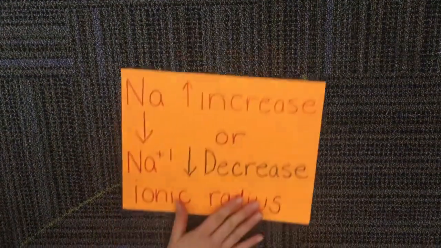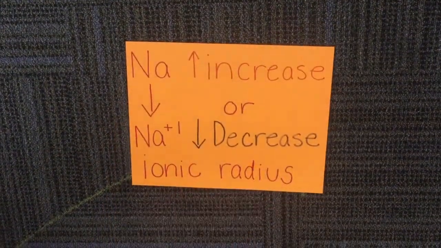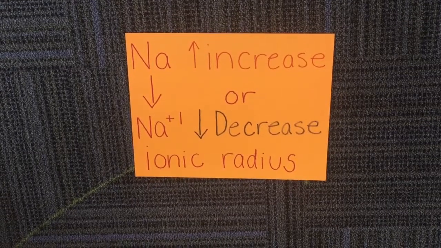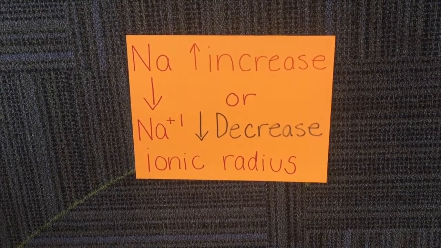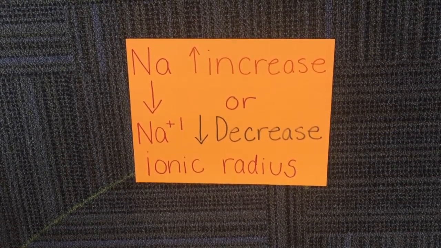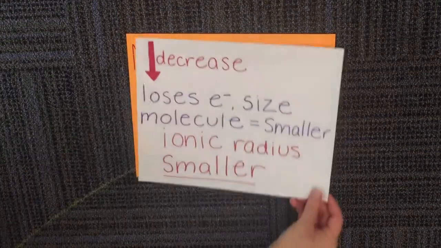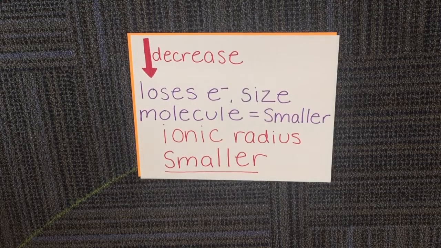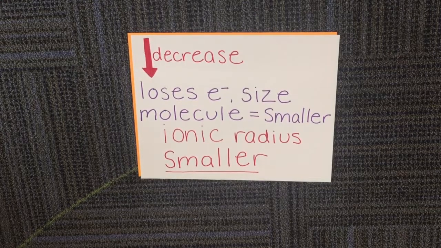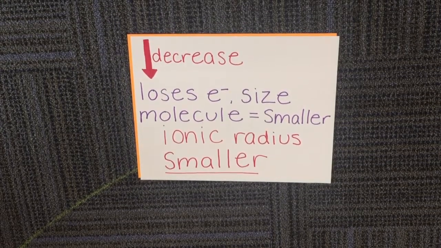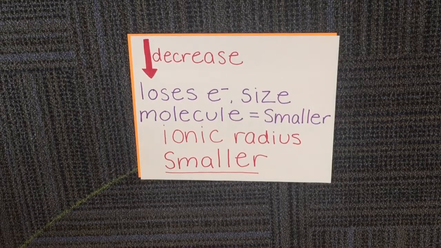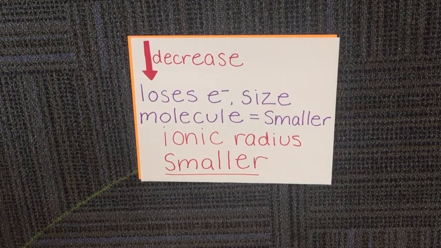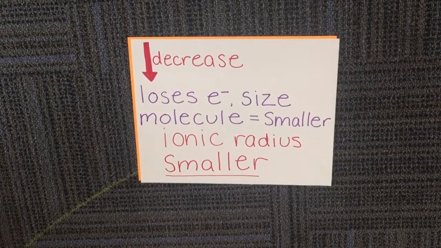Okay, now that we understand the difference between cations and anions regarding their ionic radiuses, let's do an example. Would Na to Na+ have an increase or decrease in ionic radius? It would have a decrease in ionic radius because when sodium is converted from its neutral state to cationic state, it loses an electron, causing the size of the atom to be smaller. Therefore, its ionic radius is smaller.